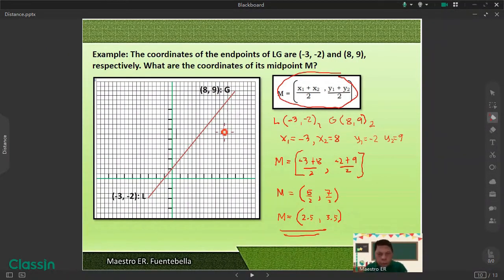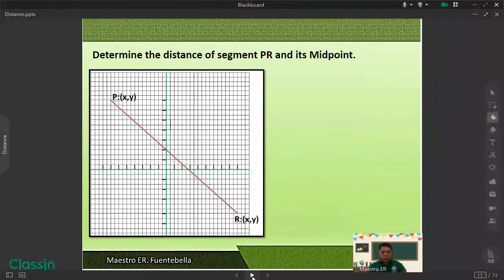So let's locate 2.5. So 1, 2.5, and 3.5. 1, 2, 3. So 3.5. So this is the midpoint now between point L and G. X at 2.5 and Y at 3.5. Okay, so simple as that to find the midpoint between two given points. How about this?